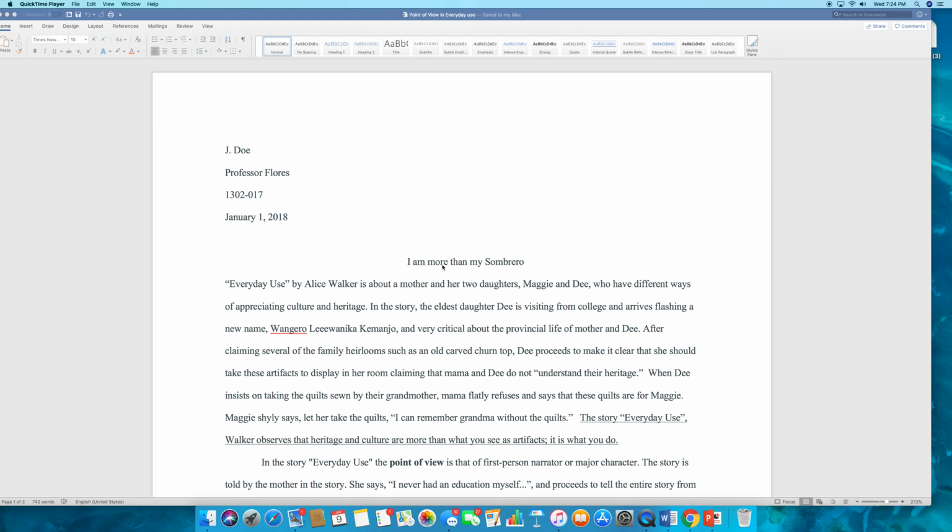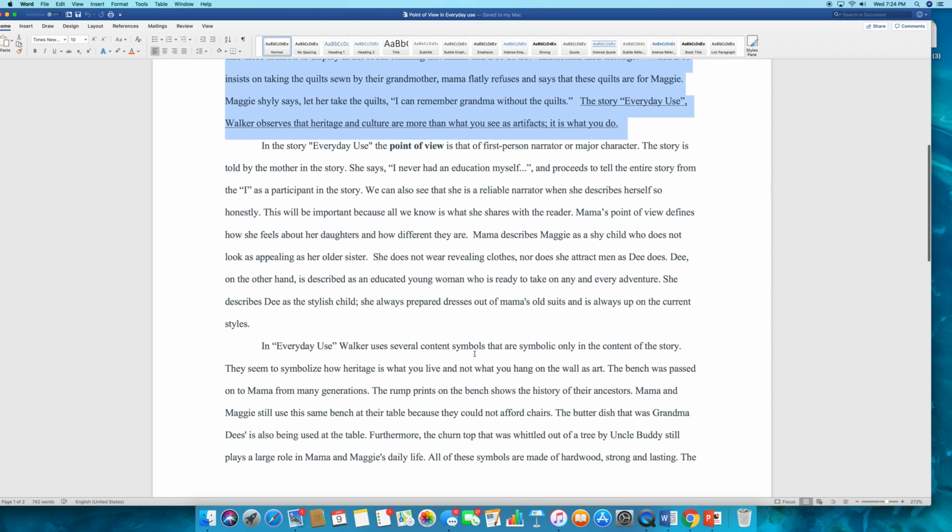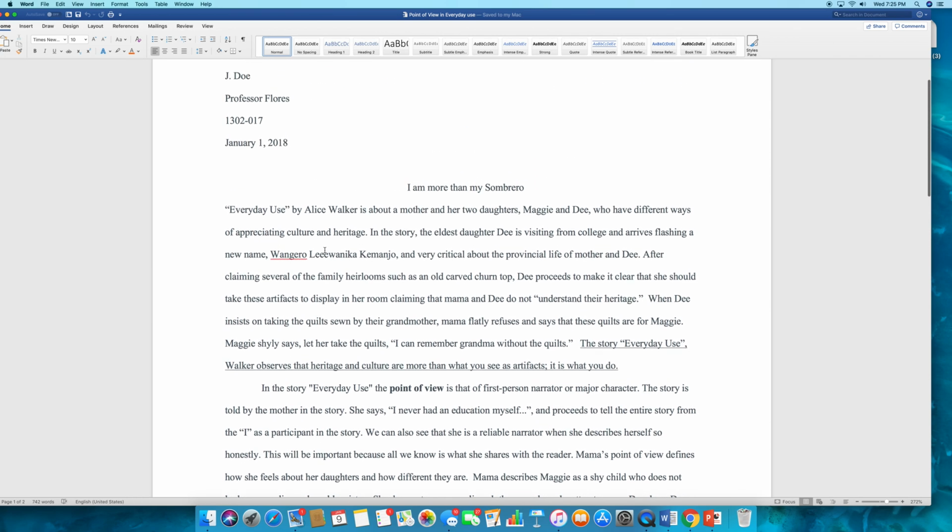After reading the instructions for paper number 3, note that it is on central idea, it is on point of view, central idea, point of view, and also on symbol. So this paper covers the three main topics that we have been discussing so far.